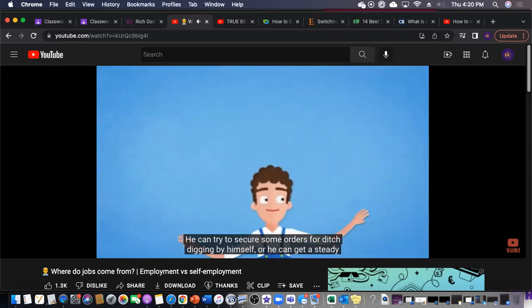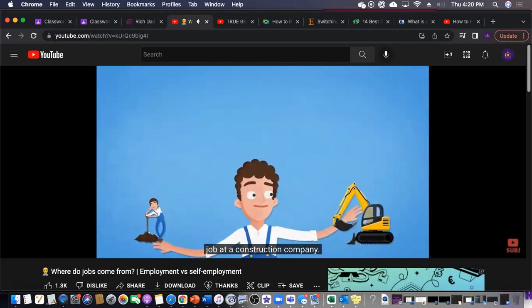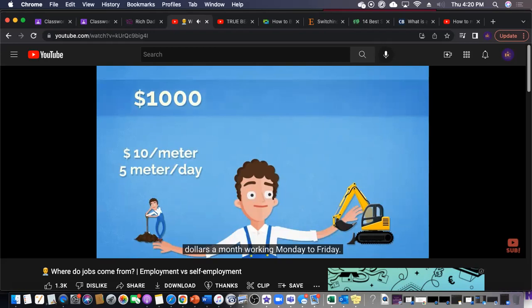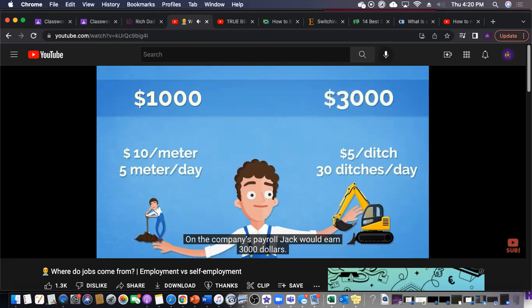He can try to secure some orders for ditch digging by himself, or he can get a steady job at a construction company. With his trusty shovel by his side, he can dig 5 ditches a day, so he would earn $1,000 a month working Monday to Friday. The construction company has an excavator which Jack can use to dig 30 ditches per day, but the company is prepared to pay only $5 per ditch to a worker while keeping the rest. On the company's payroll, Jack would earn $3,000.